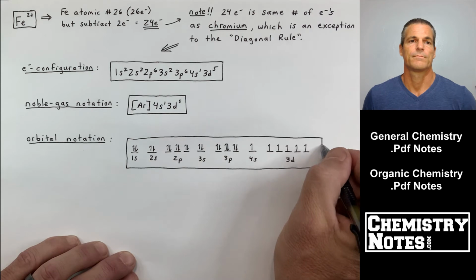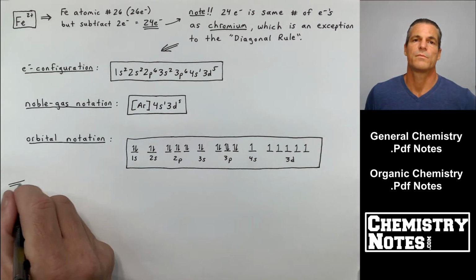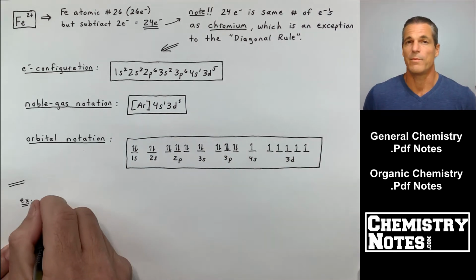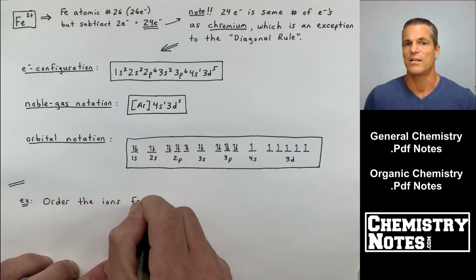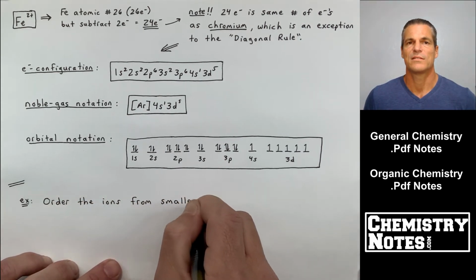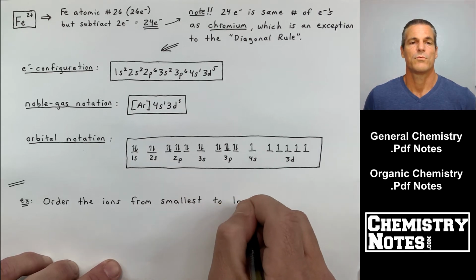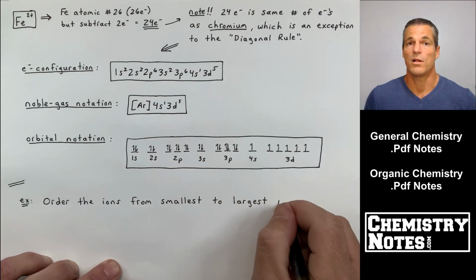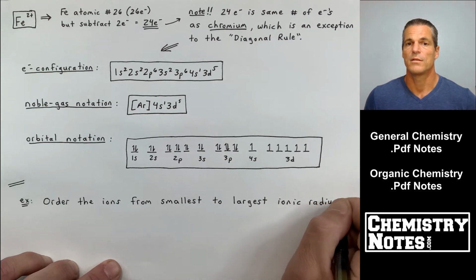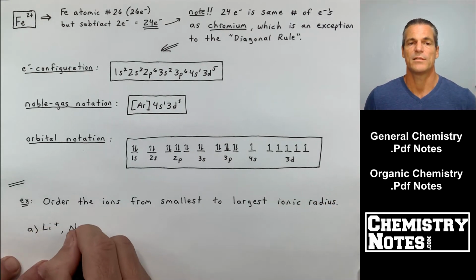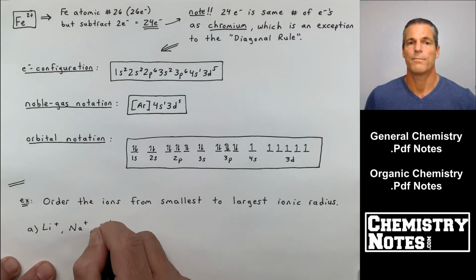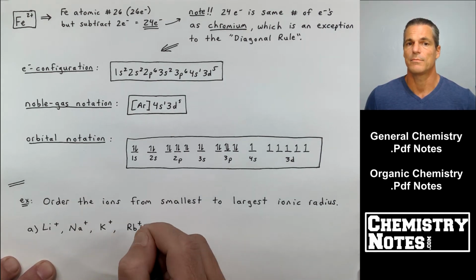All right, let's come back to the topic we talked about at the very beginning of today's notes, and that's relative size of ions. So that's what the next example asks. It reads, order the ions from smallest to largest ionic radius. Li plus, Na plus, K plus, Rb plus, and Cs plus.